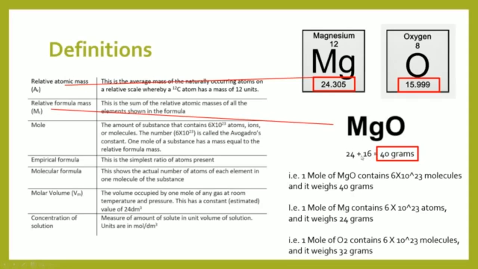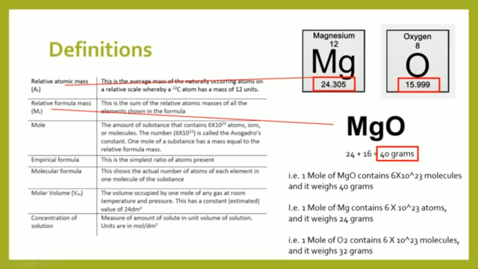And that specific number is called the Avogadro's constant. What's really important here, of course, is the idea that 1 mole of any particular substance will have the weight of the relative formula mass of that compound. So for example, when we take a look at magnesium oxide here, 1 mole of MgO is defined as the amount of substance that contains 6 times 10 to the power of 23 magnesium oxide molecules. And altogether, that 1 mole will weigh 40 grams. And as you can see, 40 grams is the relative formula mass.